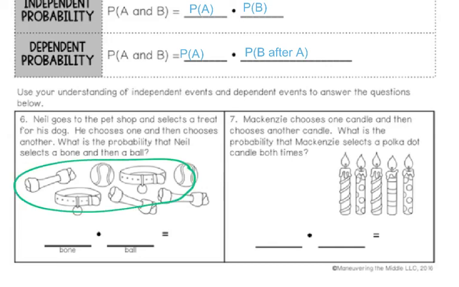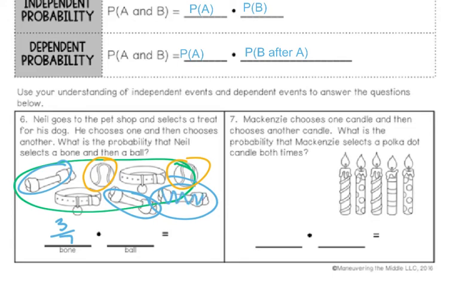So when I look through the treats down here, there are 3 bones. 1, 2, 3. So the probability of selecting a bone is 3 out of 7 because there are 7 total treats. Then we're going to keep that bone and we're going to choose something else. And then it wants to know what is the probability of choosing a ball. So out of these 7 items, there are 2 balls. But we took one of these bones away. So this bone is no longer here. So now we only have 6 items. So we've got a 2 out of 6 chance for that ball.